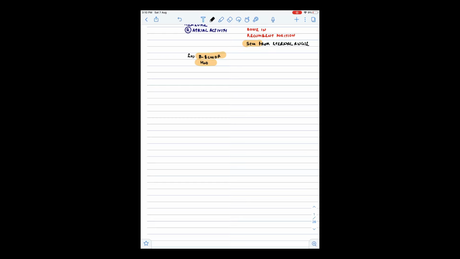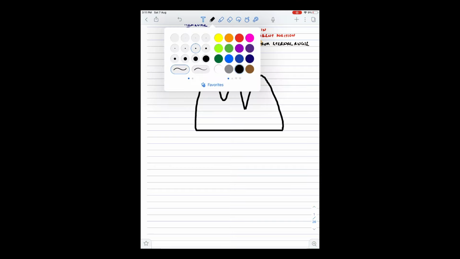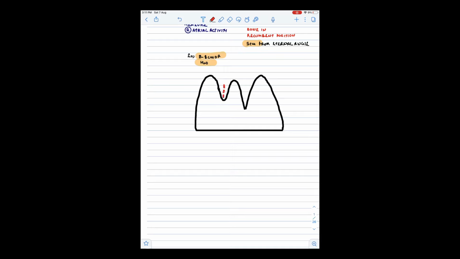So now the diagrammatic representation of the JVP. This is a diagrammatic representation of the jugular venous pressure curve. It has A wave, C wave, and V wave. It has X descent and Y descent. So there are 3 positive waves and 2 negative waves. The positive waves are known as A wave, C wave, and V wave. The negative descents are X descent and Y descent.